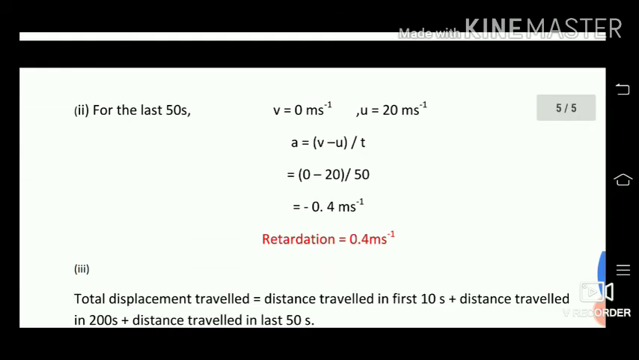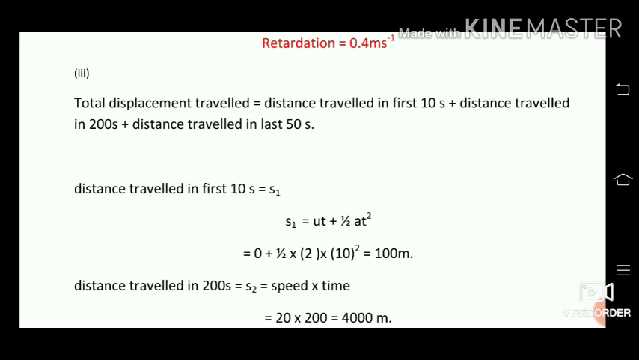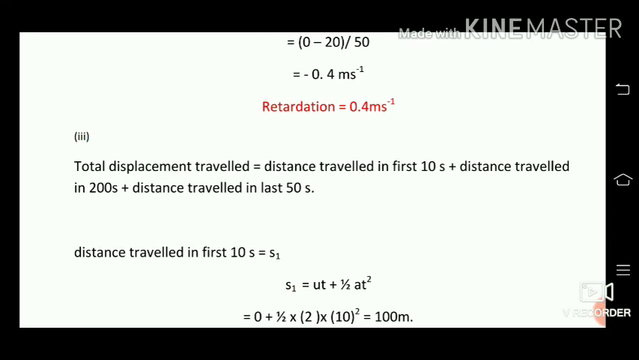For the next one, we are calculating retardation. Acceleration we have to calculate. Substitute again in the first equation of motion and you will get your retardation as minus 0.4 meter per second square.